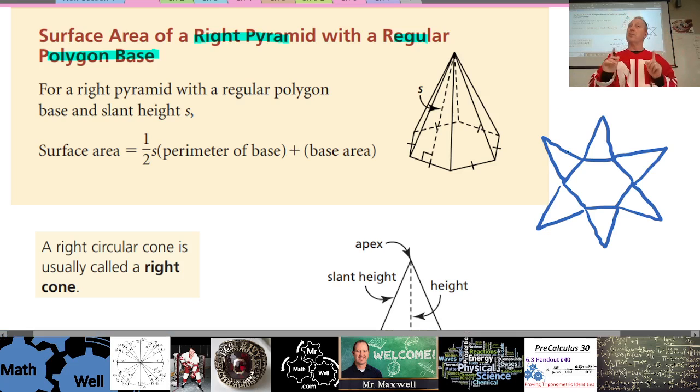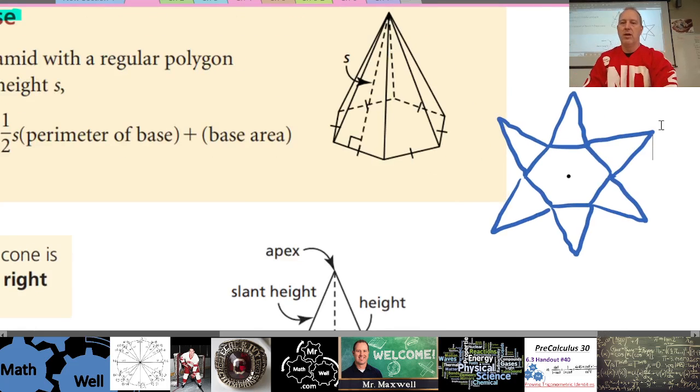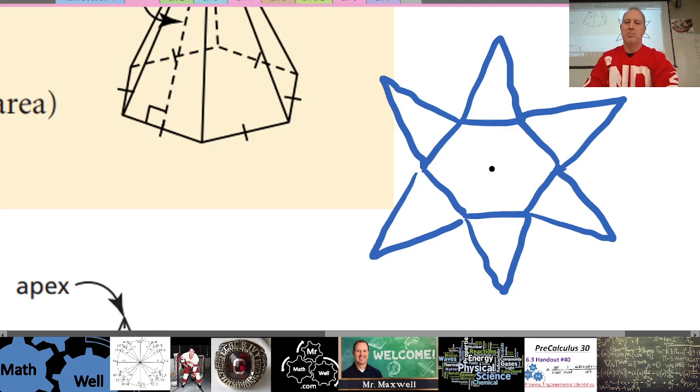But here's the tricky part about this one. Again, this is going to take a little bit more time because for the area of the base, there's no one quick formula for that. Instead, and I'll zoom in just a bit, to find the area of this base you're going to have to split this up into a number of triangles.